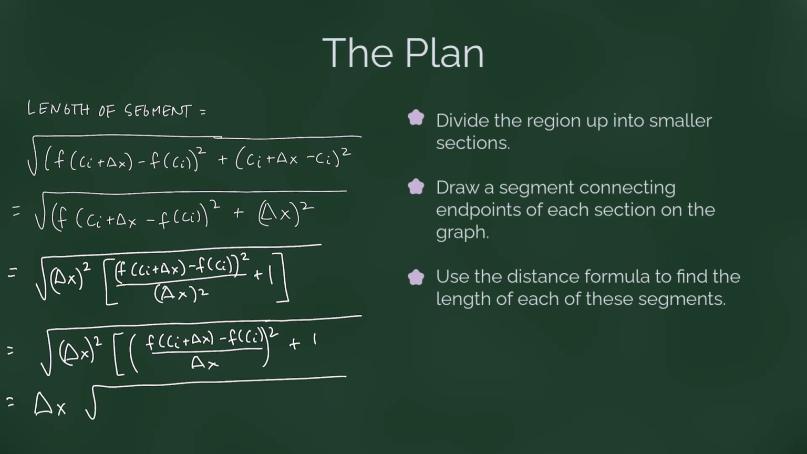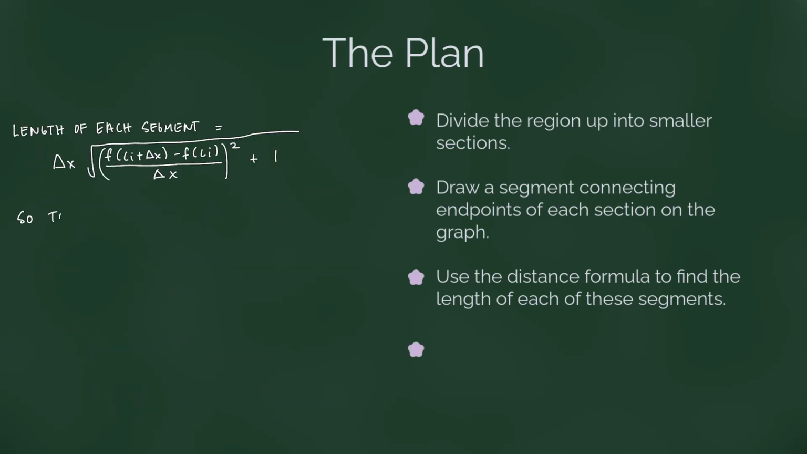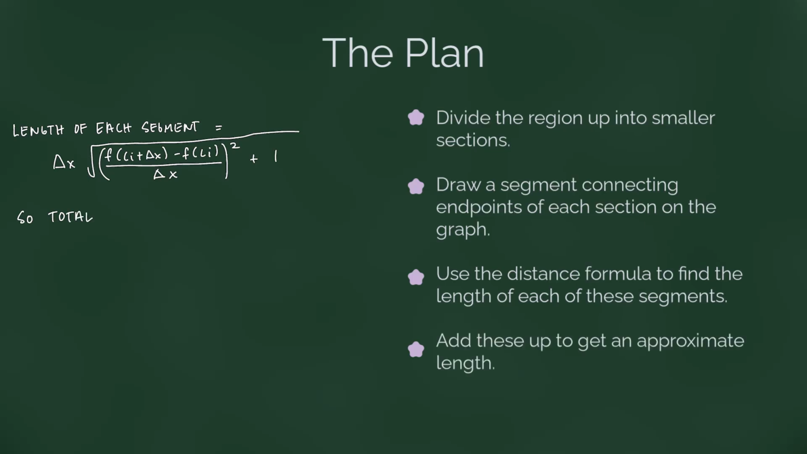Because the delta x squared is under the square root, we can pull a delta x outside, leaving us with the square root of f of c sub i plus delta x minus f of c sub i all over delta x all squared plus 1. The formula we found represents the length of one of the many segments we constructed on our curve. We're going to now add them up to get an approximation of our total length.